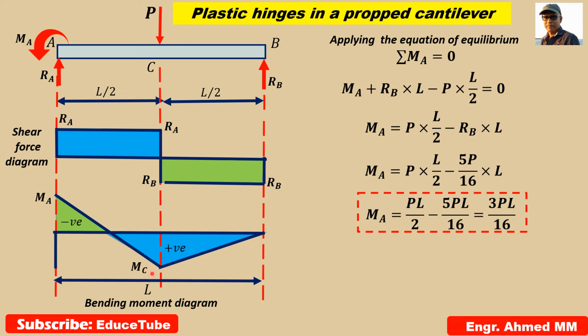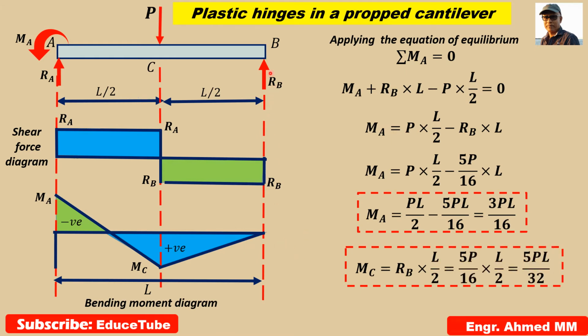Now to find MC, what will you do? This RB multiplied by L by 2, we get MC. We already know RB, we used it here. So 5P by 16 multiplied by L by 2, we got 5PL by 32. So we know MA, we know MC. In the next slide, we will use these values directly.